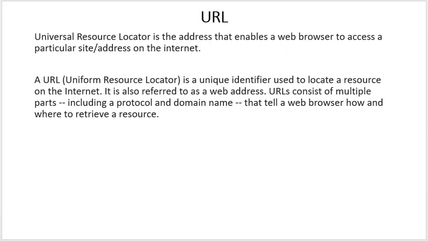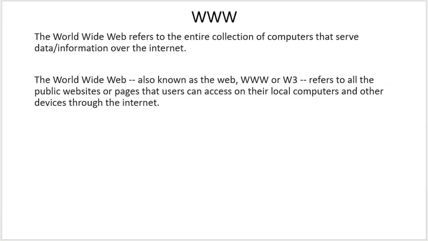URL, Universal Resource Locator, is the address that enables a web browser to access a particular site or address on the internet. We've all seen the URL, right? It's underlined, it's in blue. It's a little linky thing. You click on it, and it takes you to a place on the internet. The World Wide Web refers to the entire collection of computers that serve data and information over the internet. World Wide Web, www, W3, all the public websites or pages users can access from their local computer and other devices through the internet.